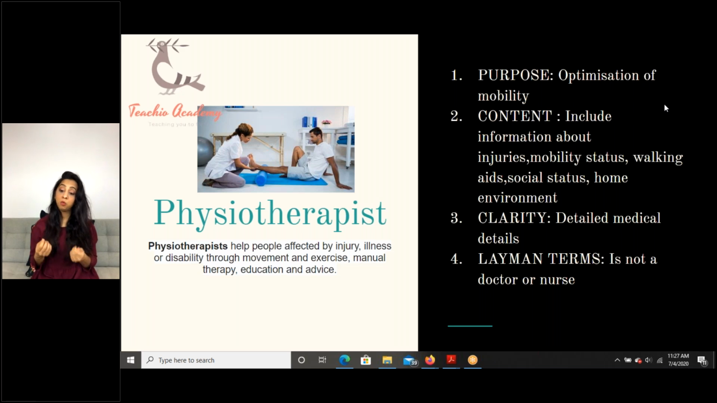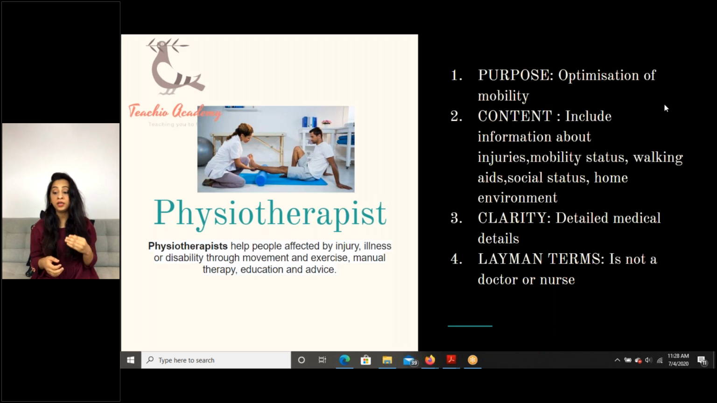Are they using any mobility aids right now? Is this a change from their previous mobility? For example, if someone is usually quite independent, but they've now had an injury, or they've had a fracture, and now they're using a frame. Okay, so that's going to be a change in mobility from something to something.